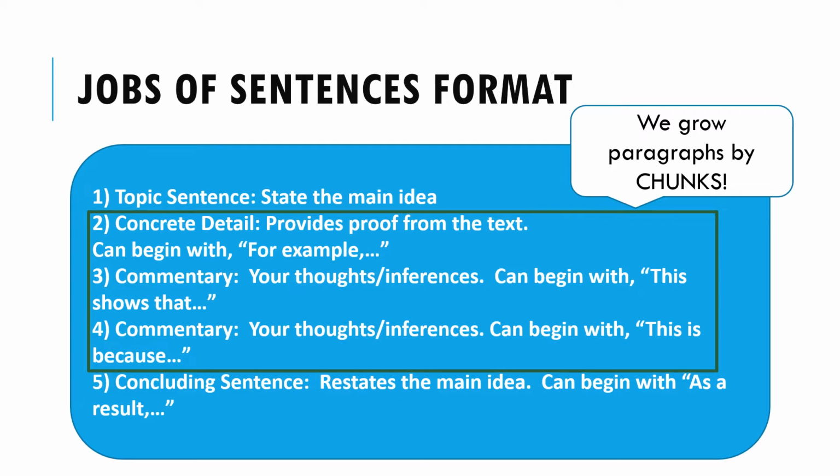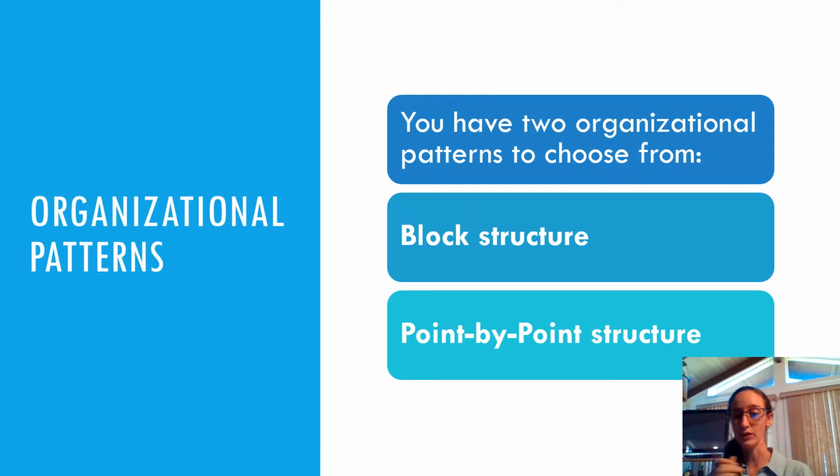We learned last week that the thing in the box is called a chunk, and what happens when you grow a paragraph is you grow it by chunks. So this time when we're writing our paragraph, we're going to take this chunk and we're going to times it by 2. So that means that we're going to have 2 sets of concrete details, and we're going to have 4 commentaries total. 2 commentaries that relate to that first concrete detail, and 2 commentaries that relate to that second concrete detail. So when we total all of this up, we should get 8 sentences total.